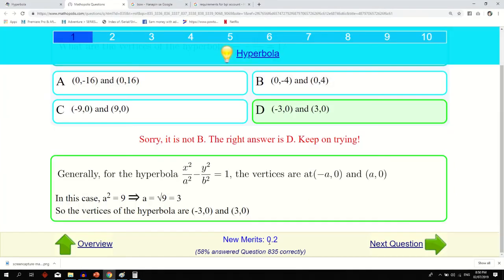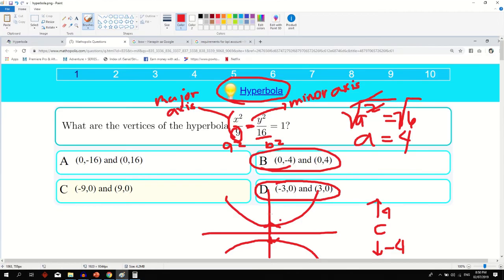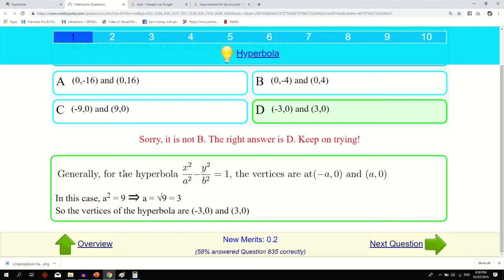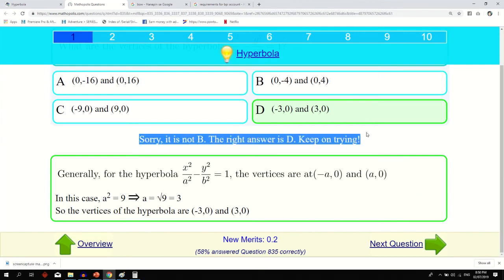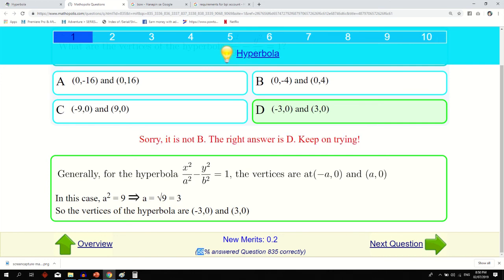Oh, so our marriage is done. Oh my god. Too bad. Okay, it's okay. We can do it. You may print screen this. Sorry, it's not B. You got it wrong. We almost had it. It's just one step below.